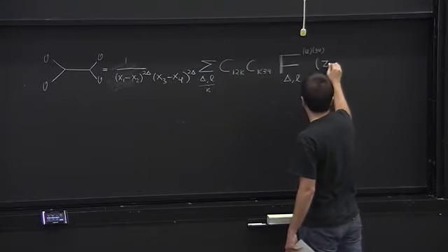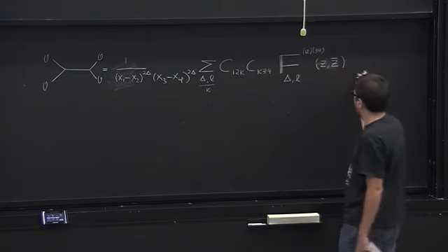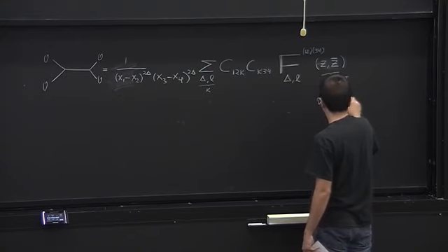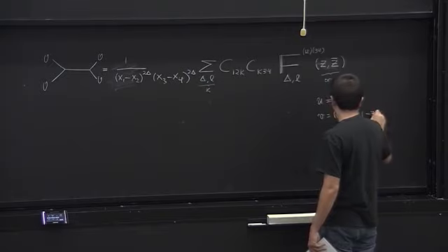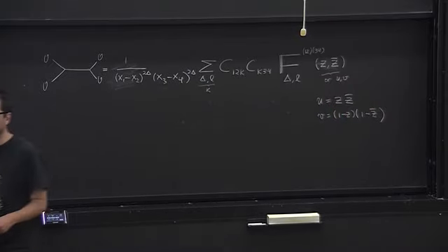That is a function of cross ratios u and v, or alternatively z and z bar. Remember that this is equivalent to u and v. I remind you that the definition was that u was z z bar, and v was (1 minus z)(1 minus z bar). I'm just writing z and z bar because explicit expressions are a bit nicer in terms of z and z bar rather than u and v.